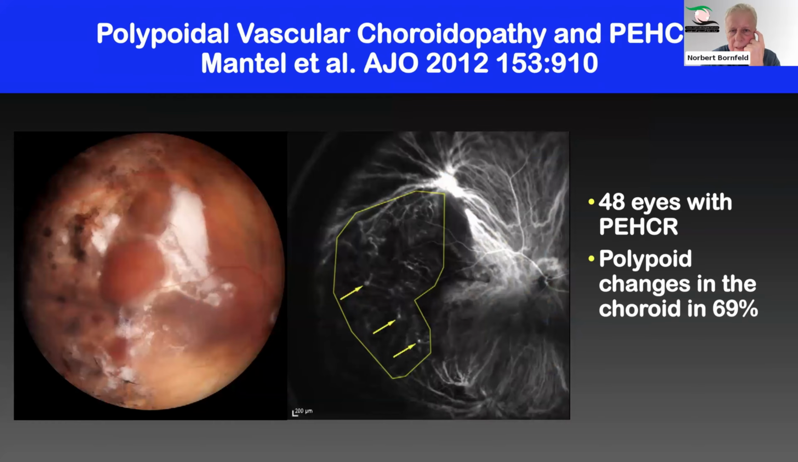And there has been a very nice paper some years ago from the Lausanne group, and they showed that the anatomic basis of these lesions were polypoid changes in the choroid, pretty much the same as we know from PCV.